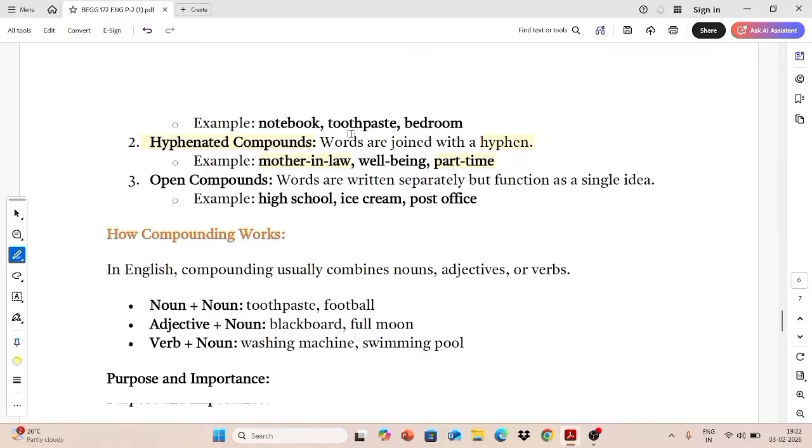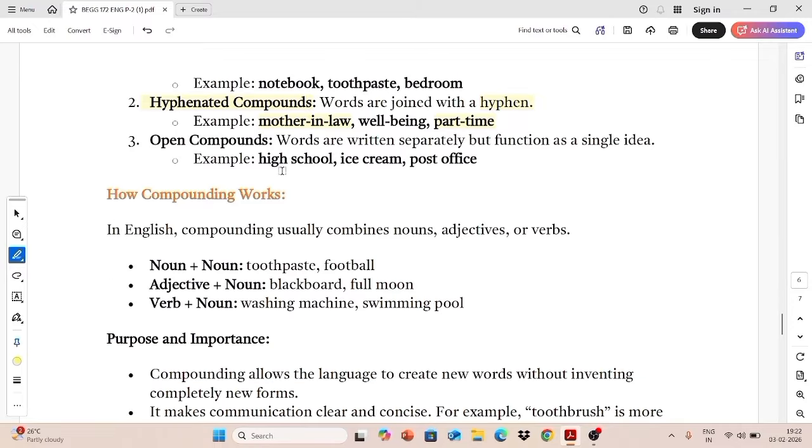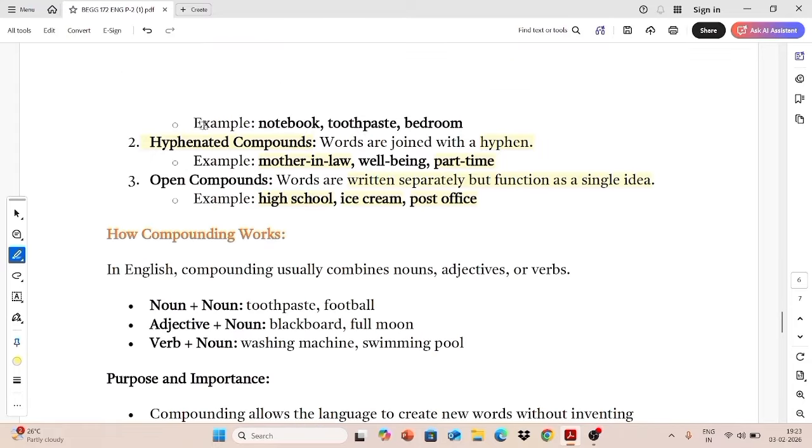These are hyphenated compounds. Next are the open compounds. Words are written separately but function as a single idea. For example, high school, ice cream, and post office. If you see, the difference between hyphenated and open compounds is that both are written separately, but in hyphenated compounds there is a hyphen, but in open compounds there are no hyphens, but there is a space. After high there is a space for writing school. They're not written together like we write the closed compounds, but it doesn't have a hyphen.